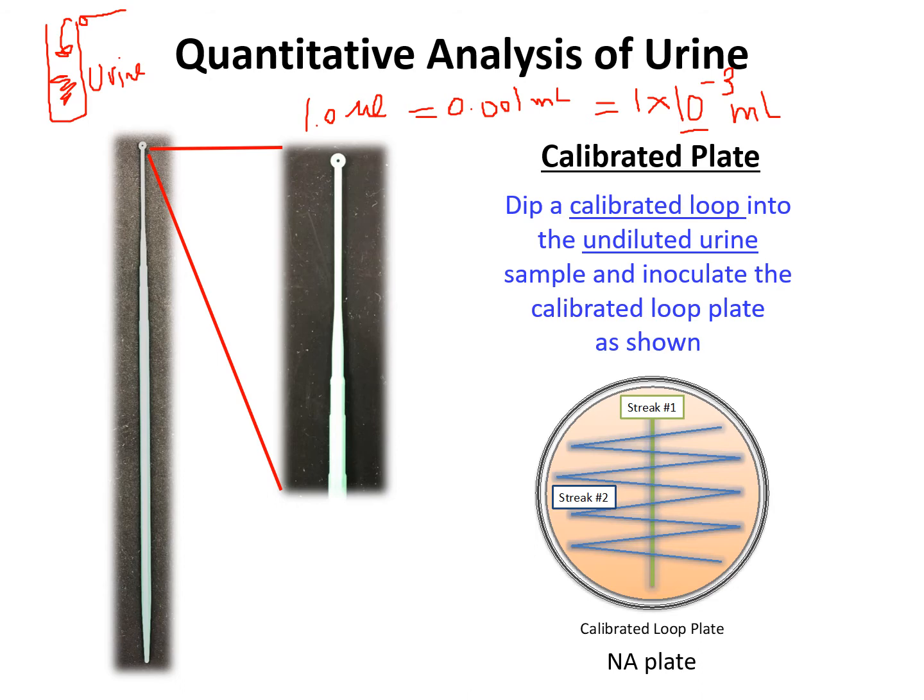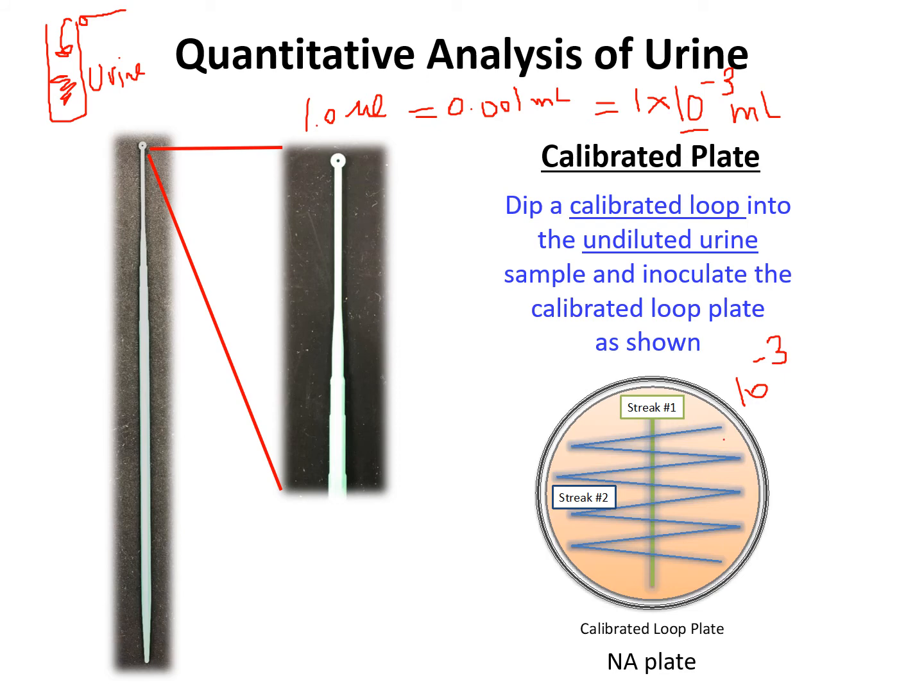Do you see how this is so much easier compared to taking a urine sample, adding it to saline solution and diluting it this way? This was just one step. All you did was dip that calibrated loop into the urine and plate it right here. Now, this plate right here is a 10 to the negative 3 plate, or a 10 to the 3 plate.